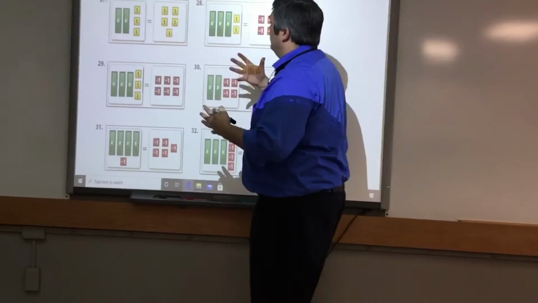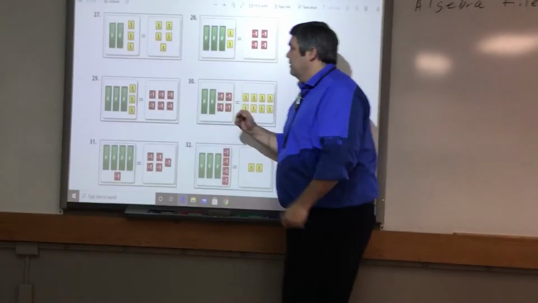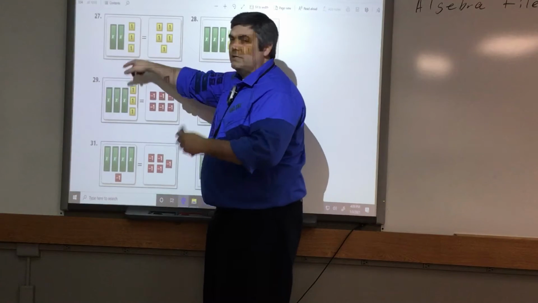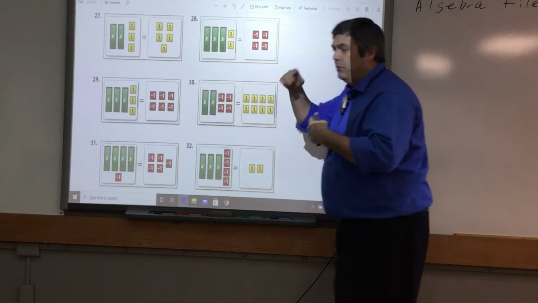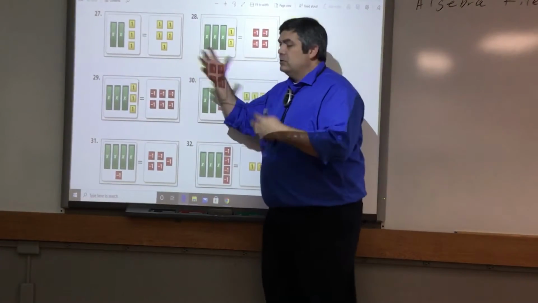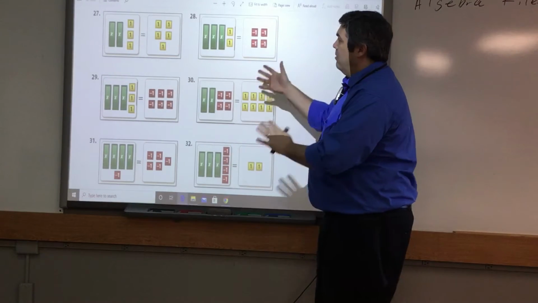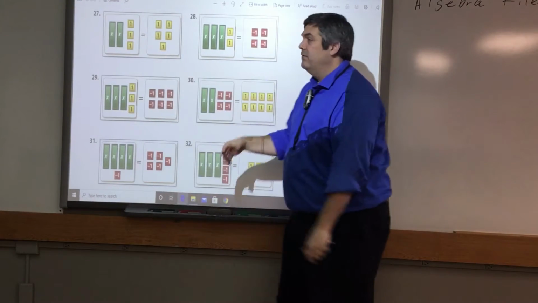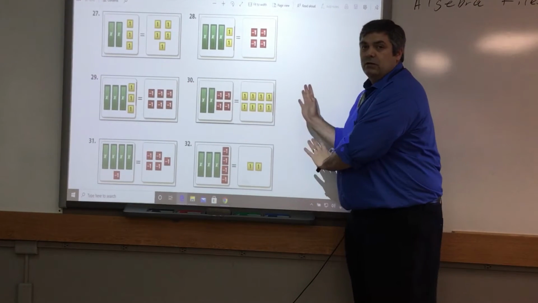All right, so what we have is a whole bunch of different setups of algebra tiles. If you'll notice, you have these bars that are x's, and then you have these yellow ones that are just ones, and then you also have the red that are negative ones. So remember that if it's red, those are negatives, and the green and yellow ones are positive numbers. That's the first thing you have to get straight in your mind. Those are the very first things you have to notice and understand when you look at this.